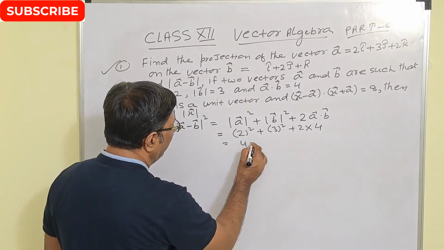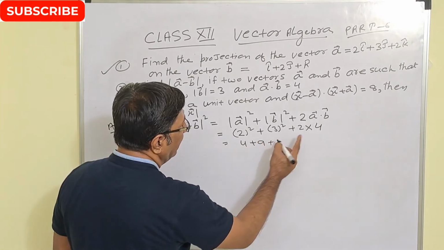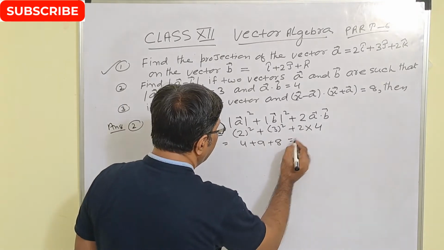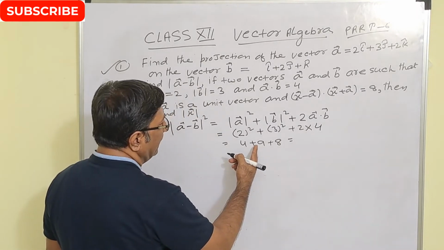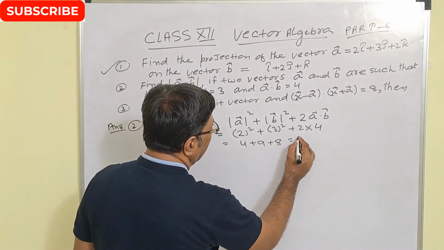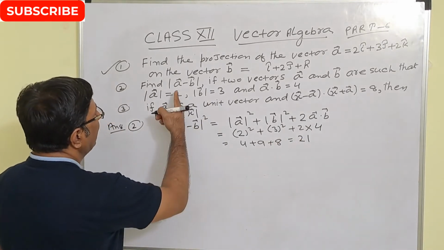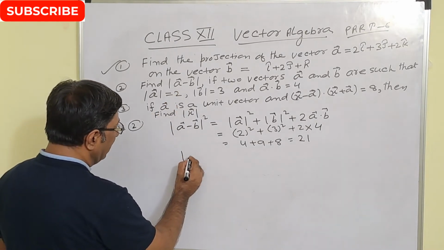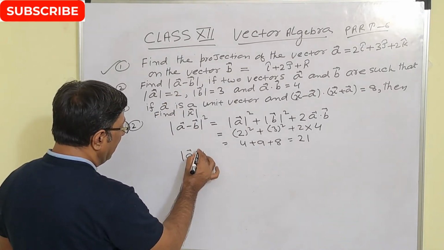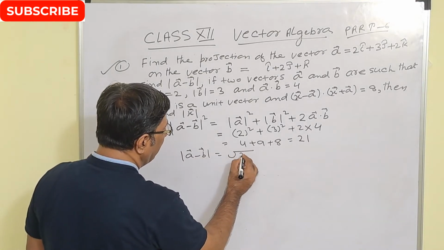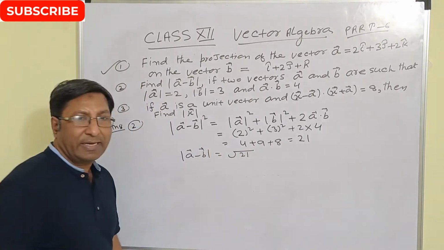So our answer is 2 squared is 4, 3 squared is 9, plus 4 times 2 is 8. So how much is this? 9 plus 4 is 13, plus 8 is 21. So this is 21, and we have to find the magnitude of A vector minus B vector, which equals the square root of 21. This is the correct answer.